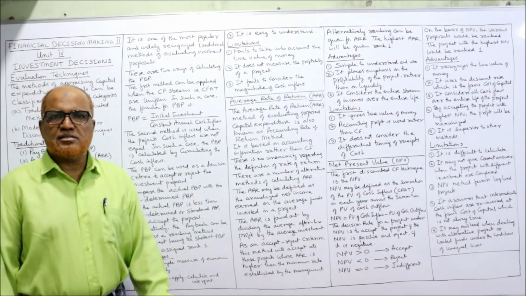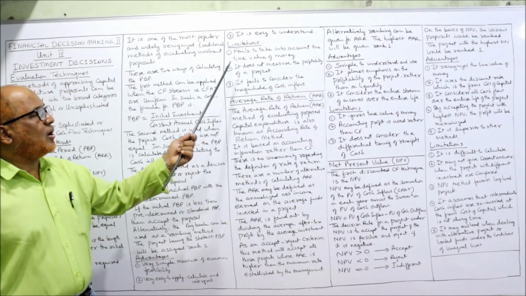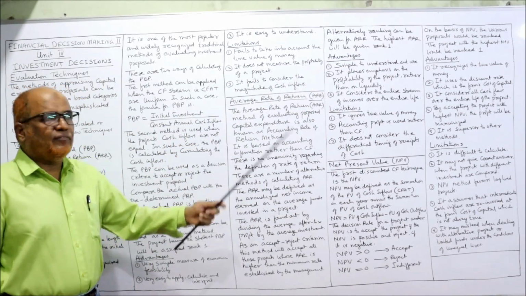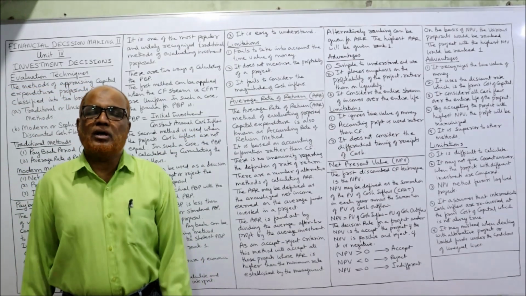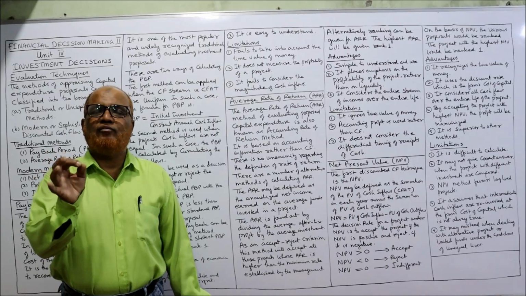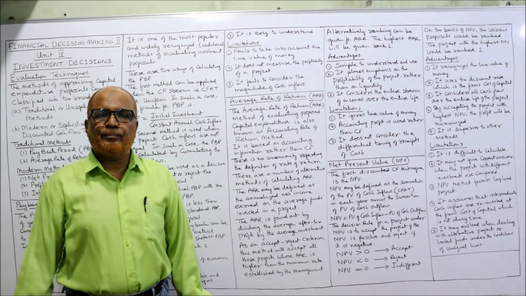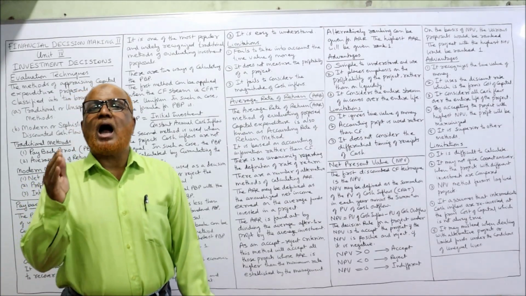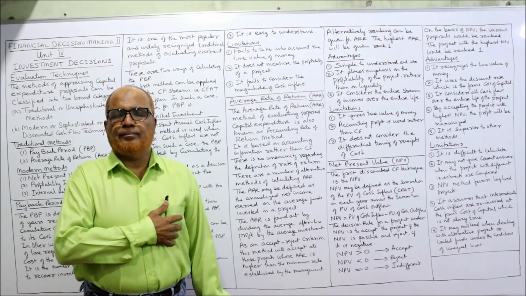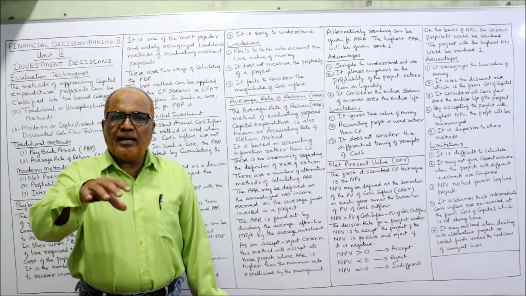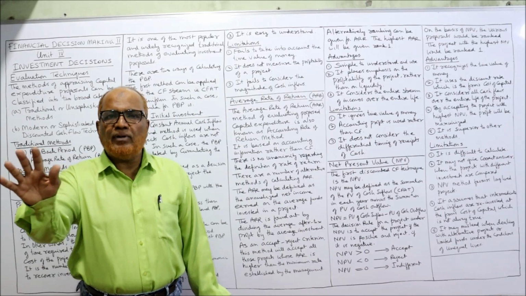These are the advantages. Now, what are the disadvantages or limitations of PBP? The first limitation: it fails to take into consideration the time value of money. That's why this PBP is called an undiscounted technique, because it treats that there is no time value of money.